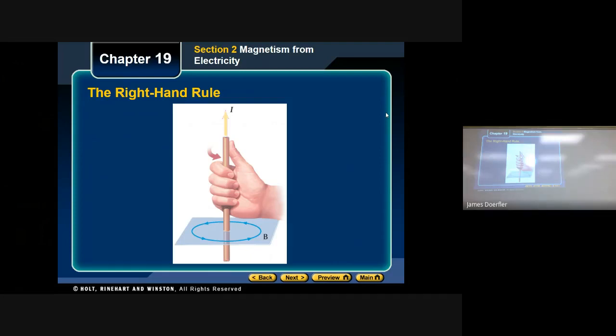If the current was going in the opposite direction, well, it'll work that way too. Going in the opposite direction. So very simple, but useful when it comes to worksheets and tests in this chapter.